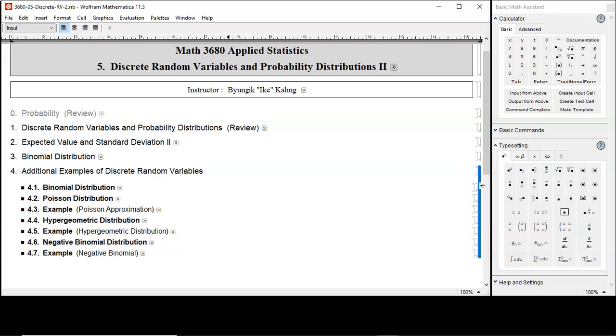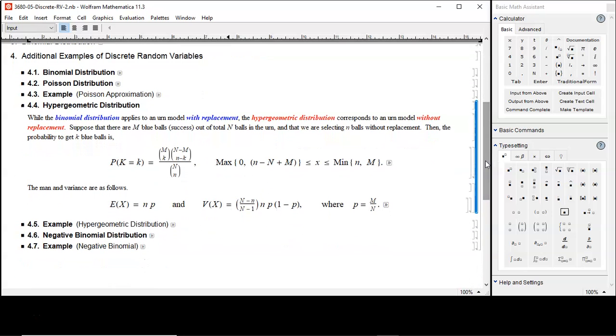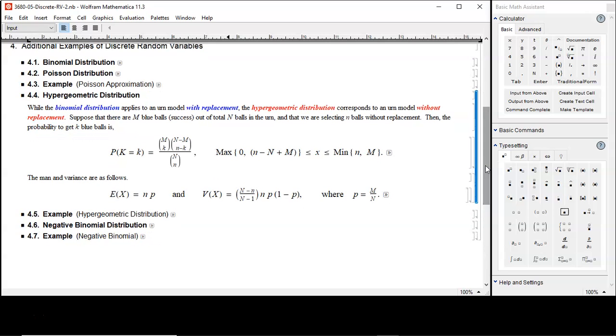Additional examples. We talked about binomial and Poisson approximation of binomial. Now let's go to hypergeometric distribution, and this one corresponds to an urn model without replacement. So binomial was for with replacement, hypergeometric without replacement.